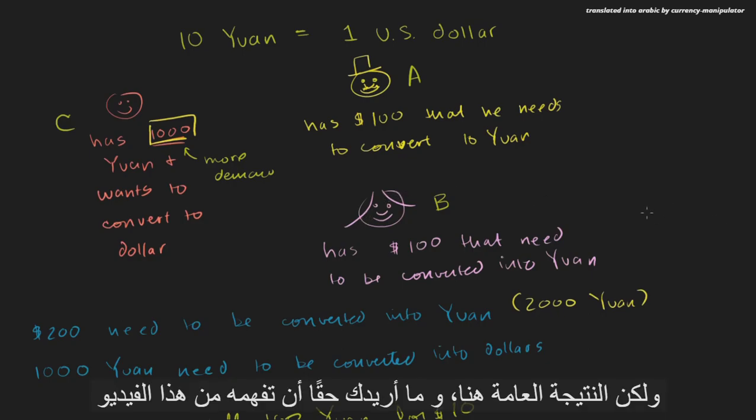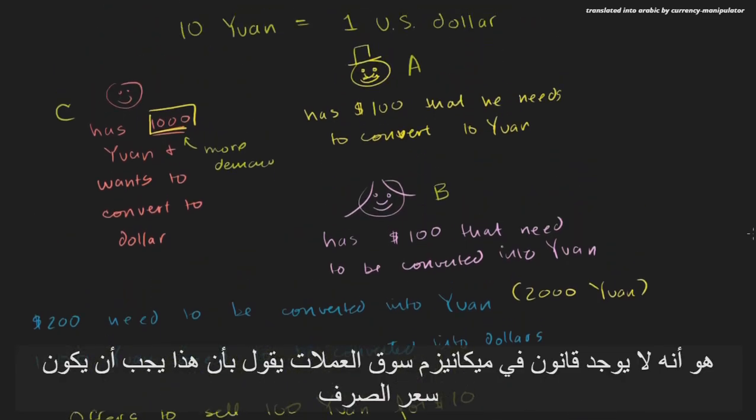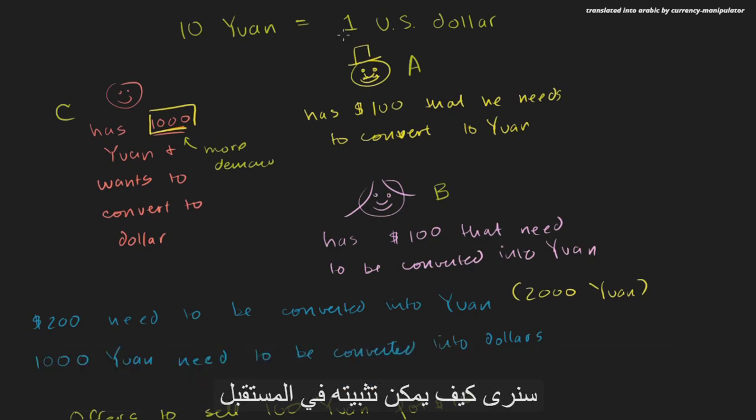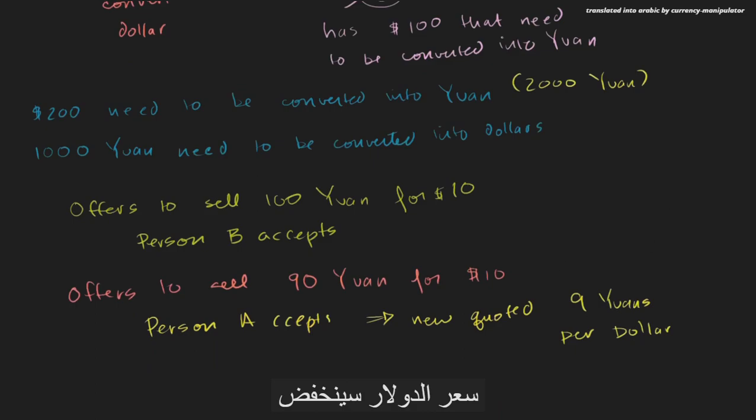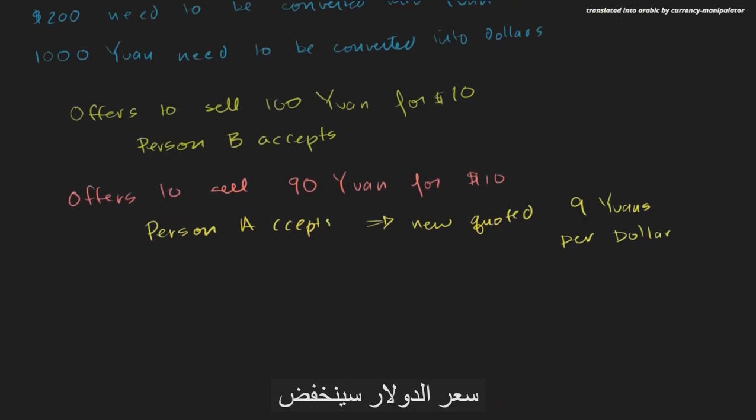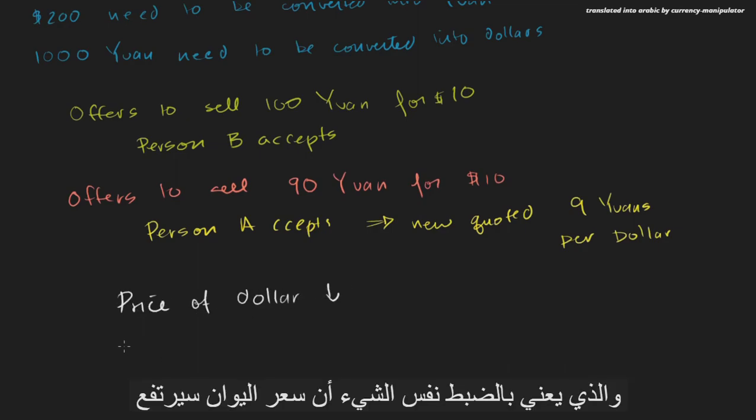But the general result here, and this is what I really want you to get from this video, is that there's no law in a market exchange rate mechanism that says this has to be the exchange rate. We'll explore how you can peg it in the future, but there's nothing that says that this has to always be the case. If there's more demand for won than dollars, as we see in this example, the price of the dollar will go down, which means the exact same thing as the price of won will go up.